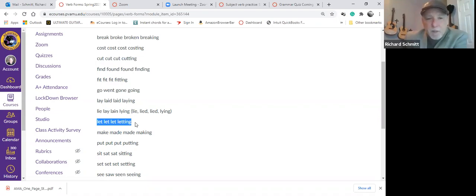I hope that doesn't confuse you, but that's a commonly misspelled one, I guess. And so likewise, the past participle, the third column, would be led, LED. I have led my horse to water many times.